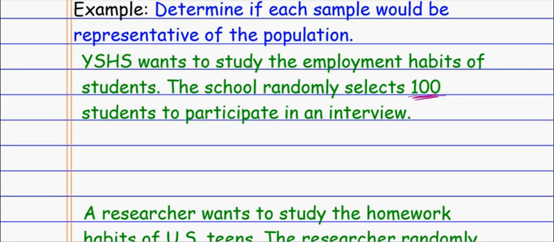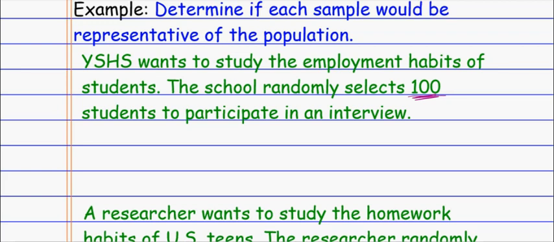All right. The next thing we want to look at is size. Is 100 students a big enough sample when we're only looking at York Suburban High School students? When you think about it, York Suburban High School has maybe around 1,000 kids that attend the high school. So that's 10% of the population. That's a decent chunk of the population. So I don't have any issue with 100 in terms of how that compares to the overall population.